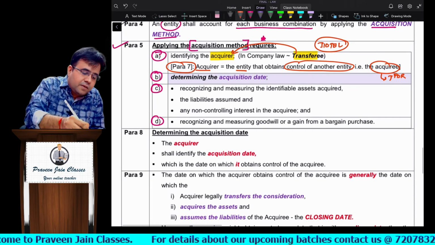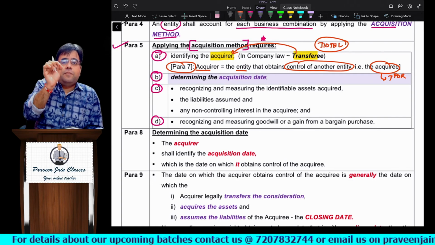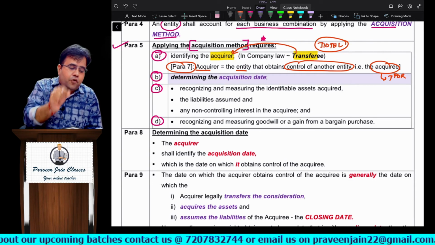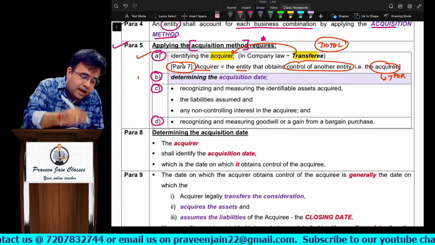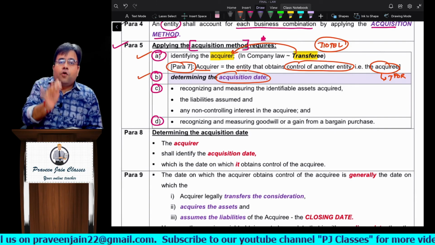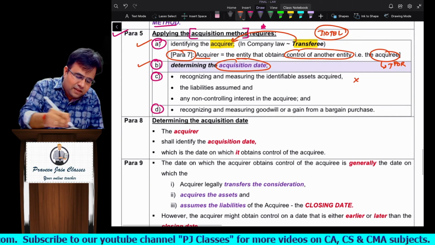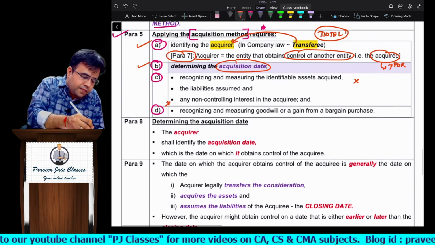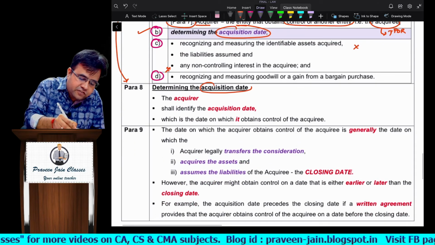Next, the most important word in this paragraph was what? In the acquisition method, if you want to do accounting, you should have clarity of the acquirer, and clarity of the acquisition date is also required. Most of your accounting treatment will depend on the acquisition date. Remaining things I'm not interested in. Then I went to your para number 8, determining the acquisition date.